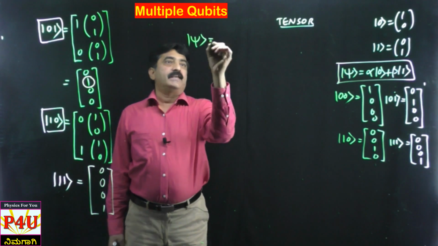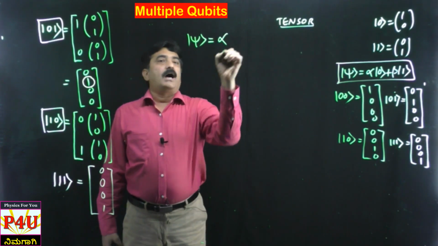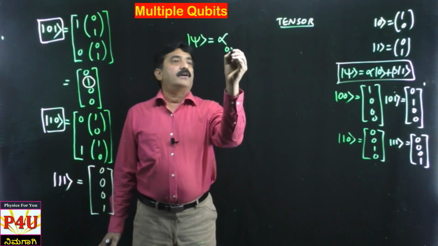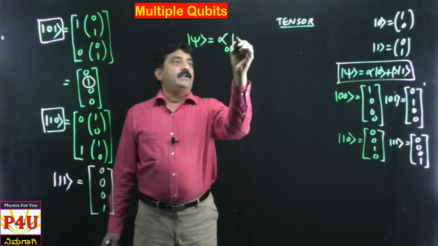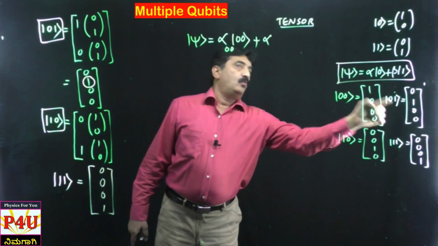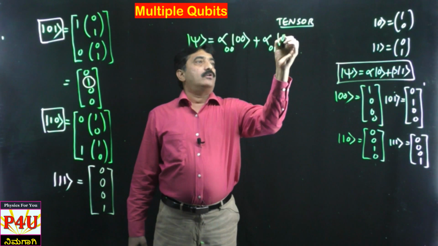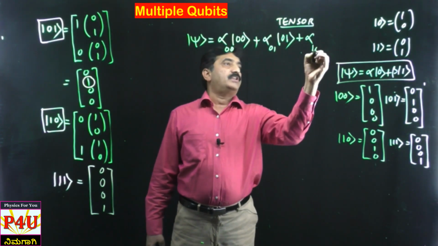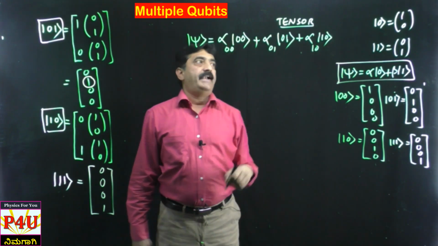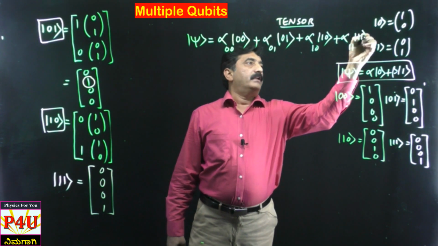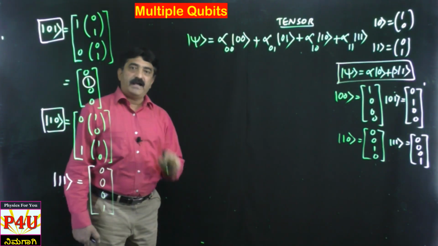Psi ket is equal to, I now take alpha. Instead of taking alpha beta, I take alpha only. Alpha for 00 state into 00 ket plus alpha for 01 state into 01 ket plus alpha for 10 state into 10 ket plus alpha for 11 state into 11 ket. This way we can write.